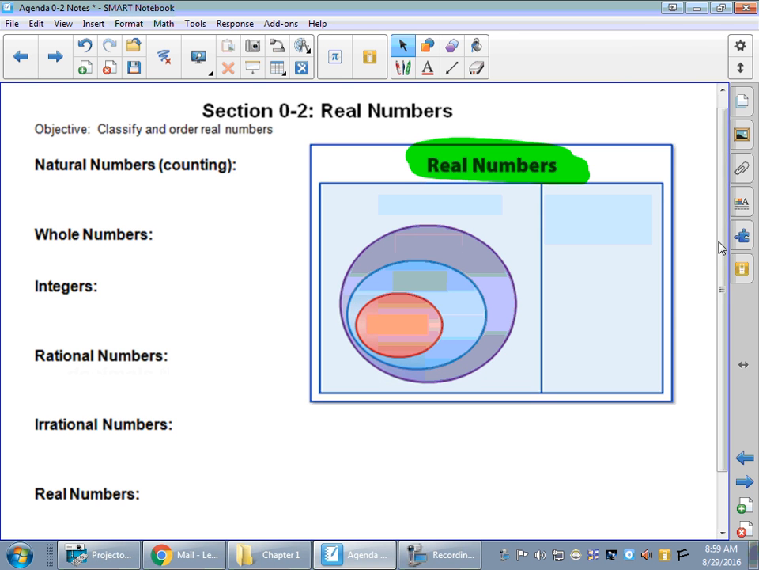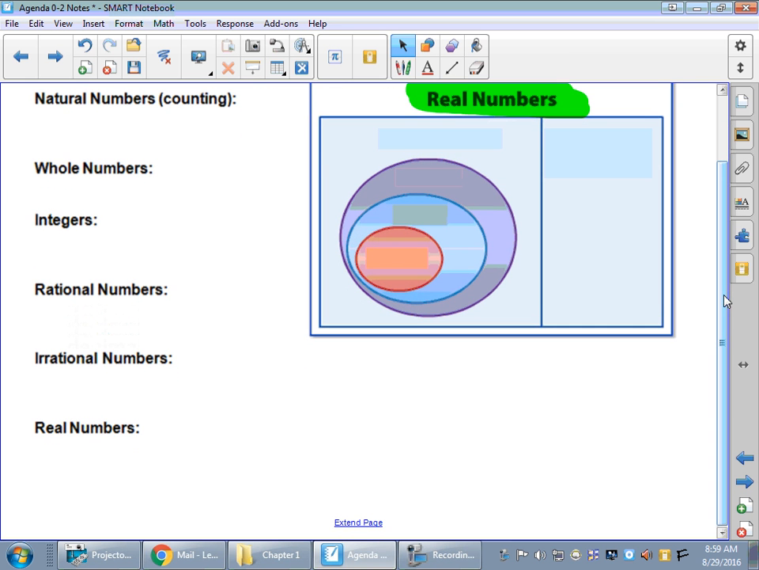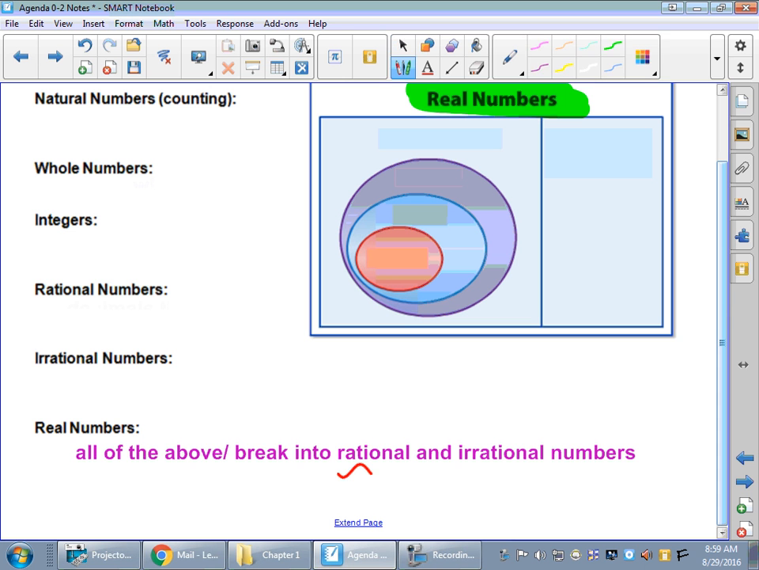I'm going to actually do this a little bit out of order. So real numbers are all of the above numbers that we're going to talk about in a second, and they break into rational and irrational numbers. Irrationals are the easier ones to talk about. If we're going to talk about these two types of numbers, let's get irrationals taken care of first. So over on this side box, the big one that's got nothing else.